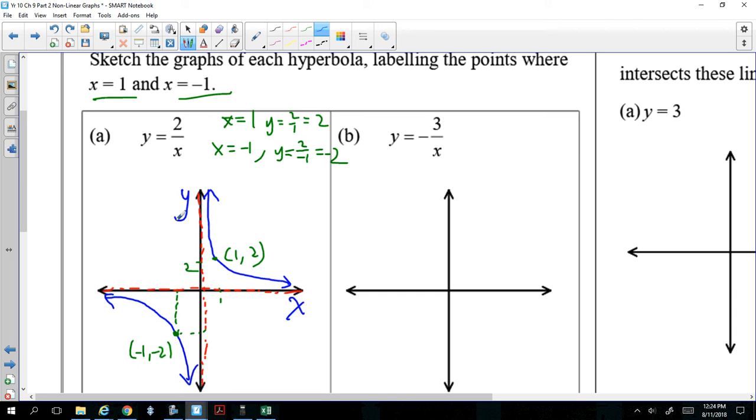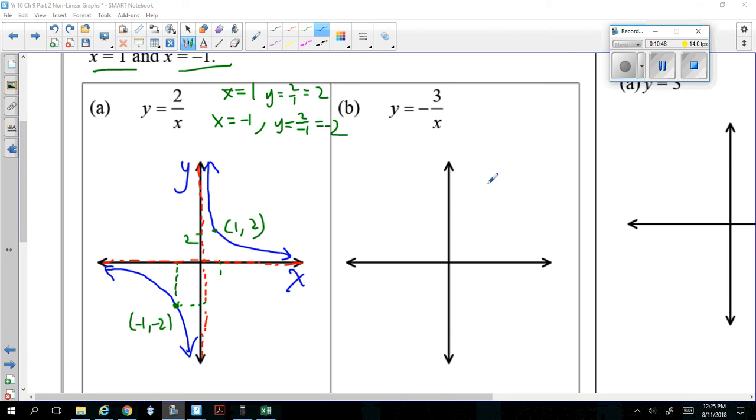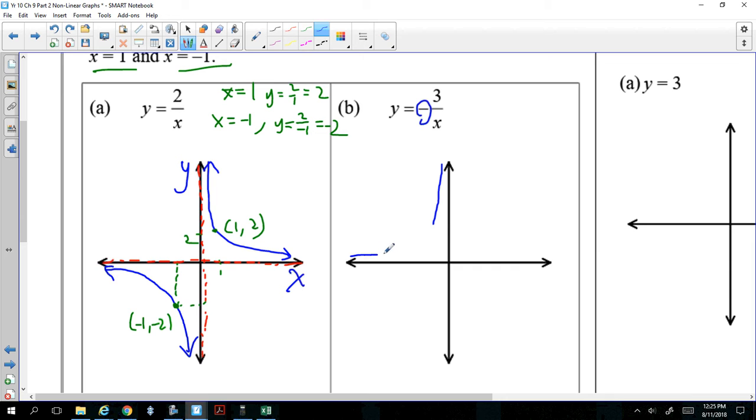Continue on, next one. So next one is the same thing, except when there's a negative, just remember it goes on the different branches. You will go on the second quadrant as well as the fourth quadrant. Okay, just memorize that as a fact. Arrows on both ends and put x and y. They all look the same except that you will pass through different points.